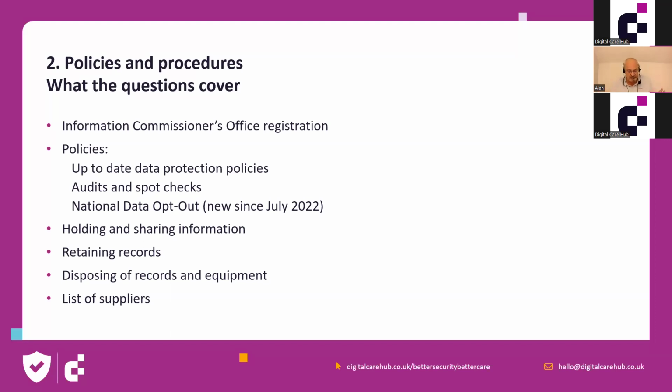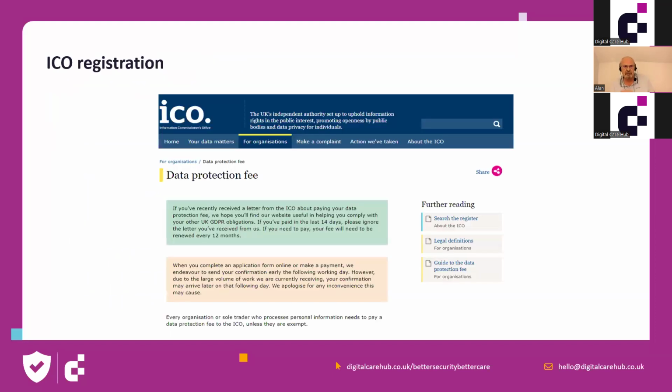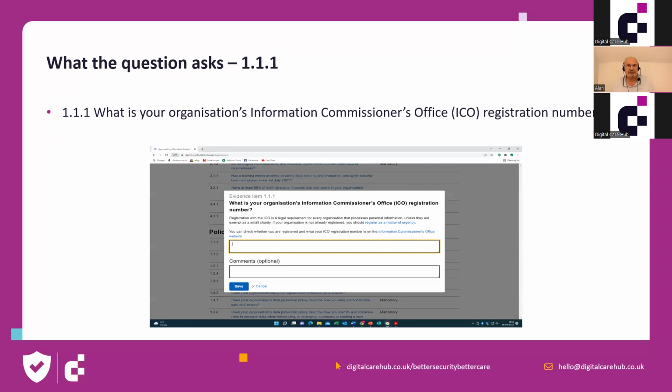And then the list of suppliers is about having a list of external suppliers that handle your personal information. So that could be care planning system suppliers, IT support, accountants, DBS, HR, payroll, etc. And you need to have a list of the systems or services that they provide. So let's have a look at one of the questions within this particular section, and we'll have a look at the Information Commissioner's Office question here.